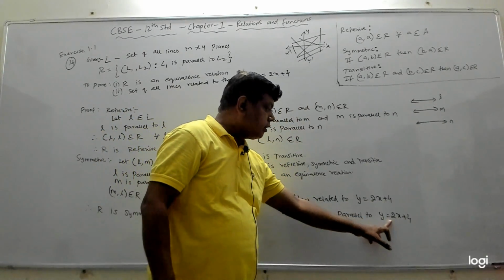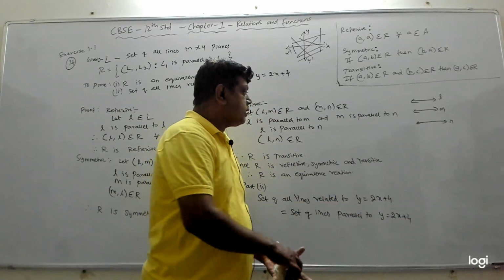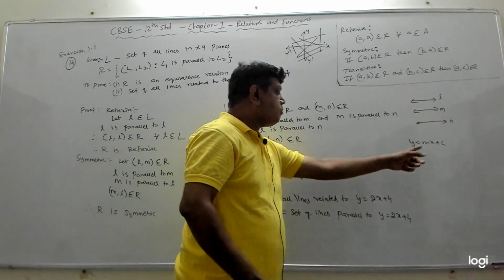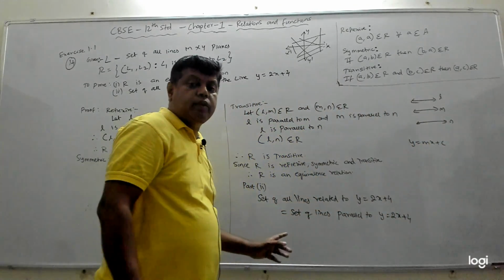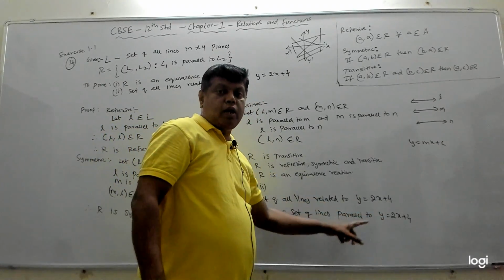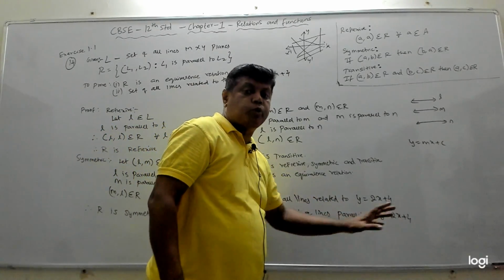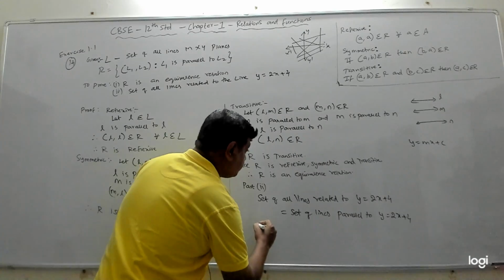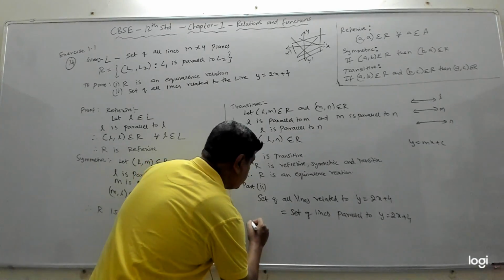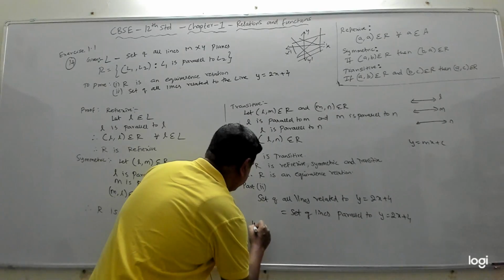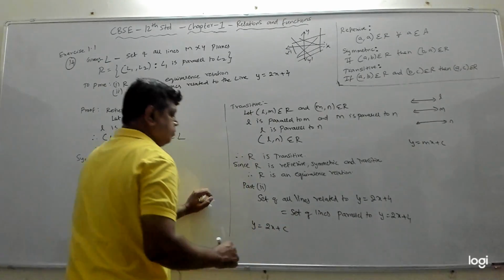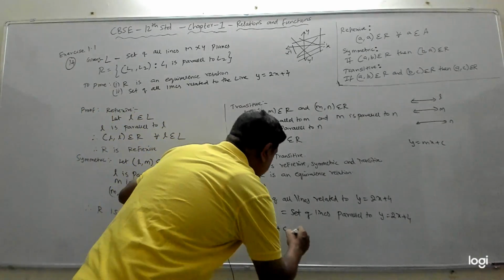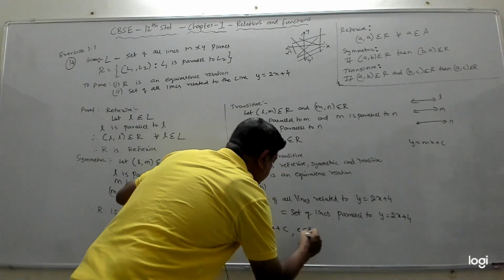So what is the slope of this line? 2, because it is of the form y equal to mx plus c, where m is the slope of the line. So in the place of m we have 2. The 2 is the slope of this line. So all the lines which are related to this line should be parallel to this line, which means the slope of those lines should also be 2. So the set of all lines parallel to it will be y equal to 2x plus c, where c is some real number, c belongs to R.